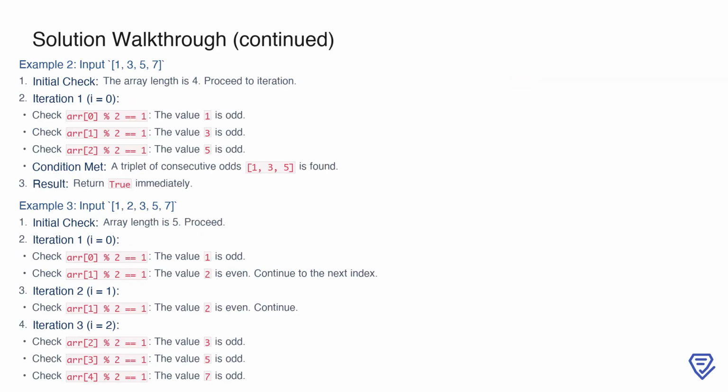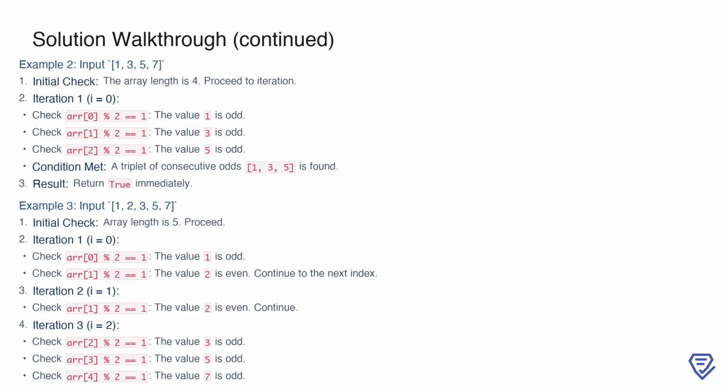Now, let's consider the second example with the input array 1, 3, 5, 7. The length of the array is 4, so we proceed with the iteration. On the first iteration, when i equals 0, we check if 1 is odd, and it is. Next, we check if 3 is odd, and it is as well.